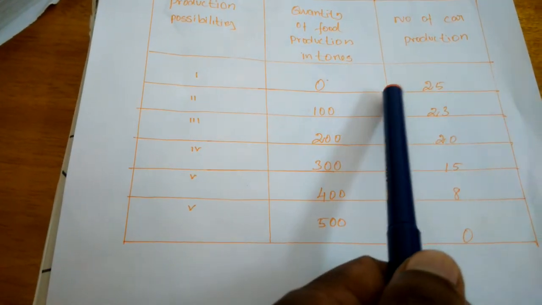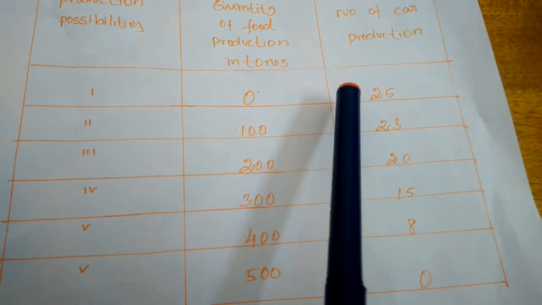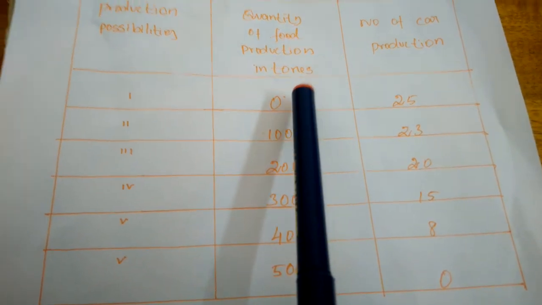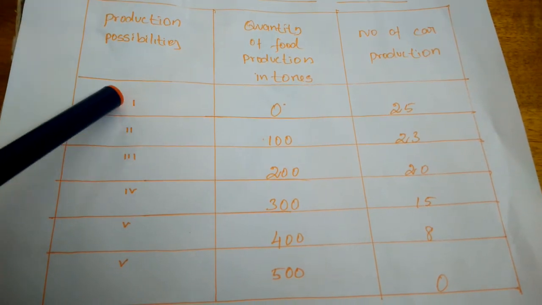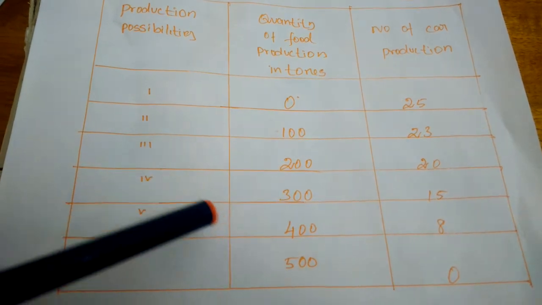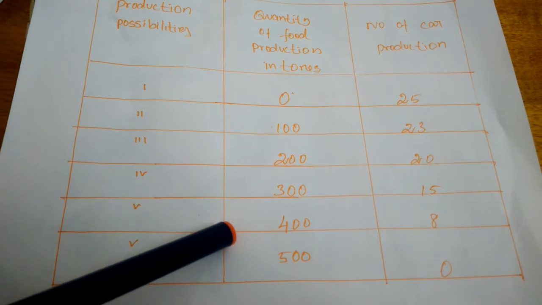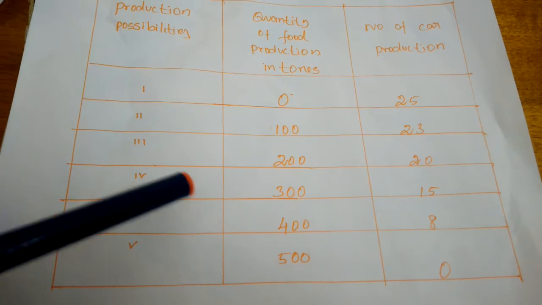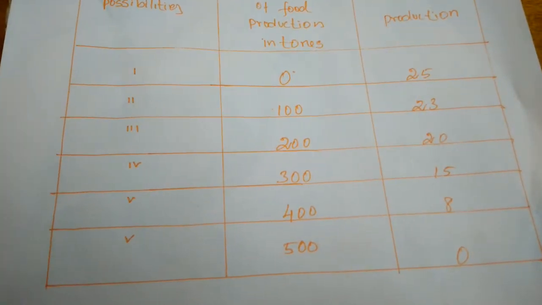Because even if you have more resources or a high national income, we must produce food items. So no nation will select the first possibility. Normally, developed or developing nations will use the 4th or 5th possibility on the basis of their national income and the taste and preference of the consumers. The 4th and 5th possibilities are suitable for all developing and developed nations.